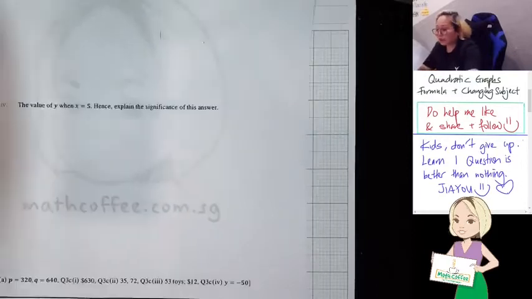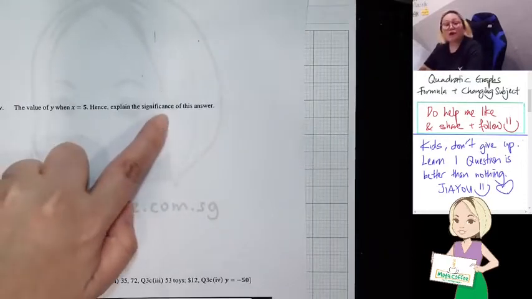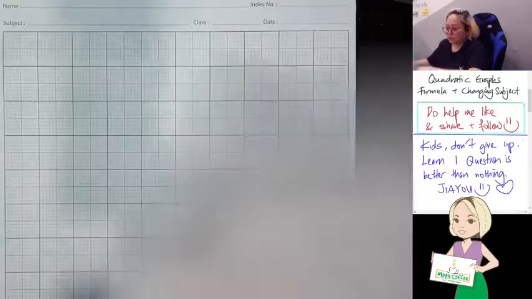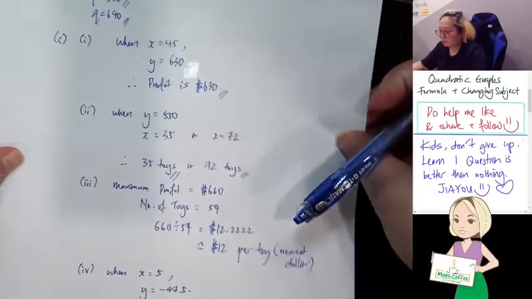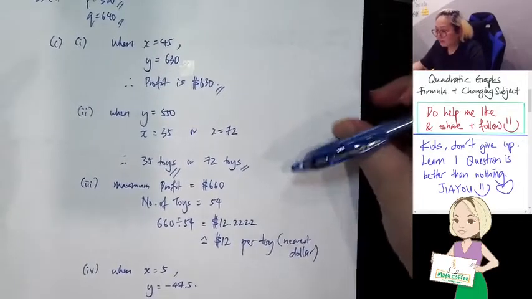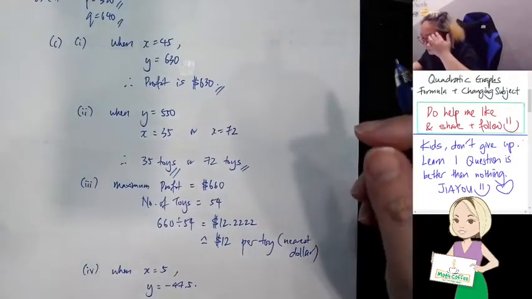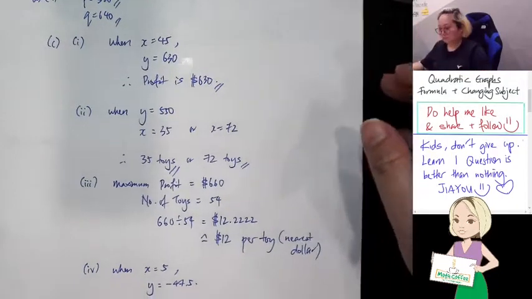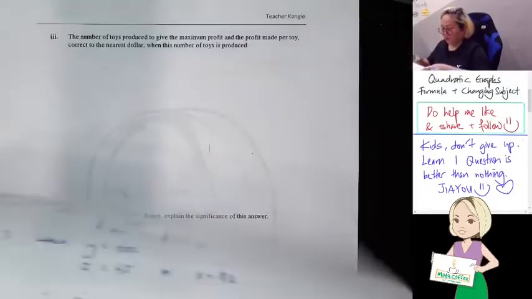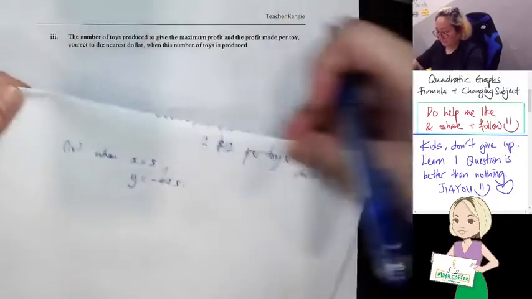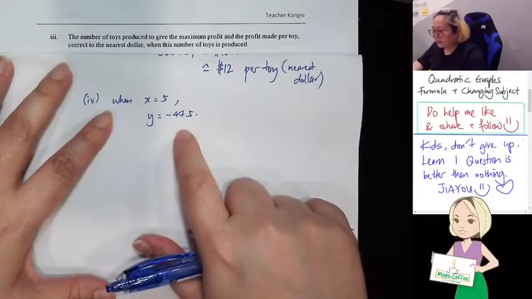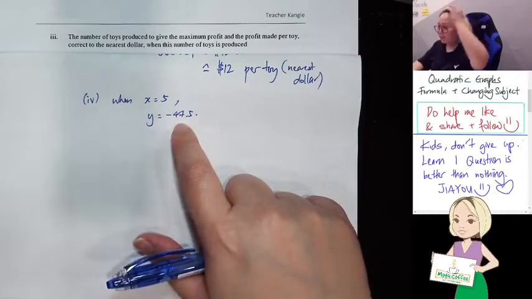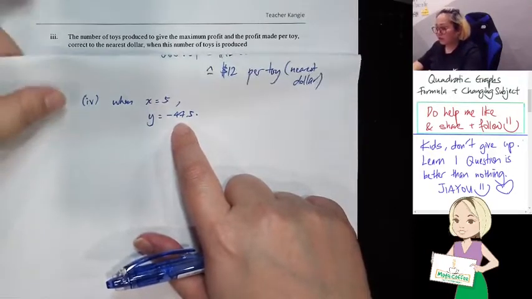Then they ask you, what is the significance of this answer? Negative 47.5, what does it tell you? You must write a very important thing to state what the minus 47.5 means. What does the negative 47.5 mean? Because they ask you what is the significance.